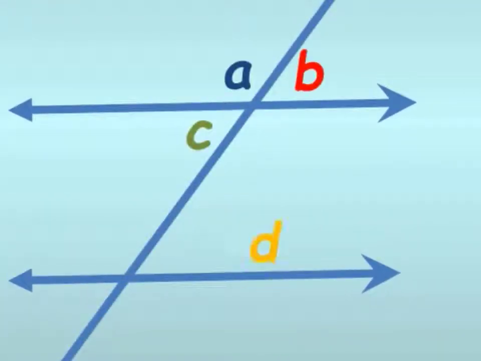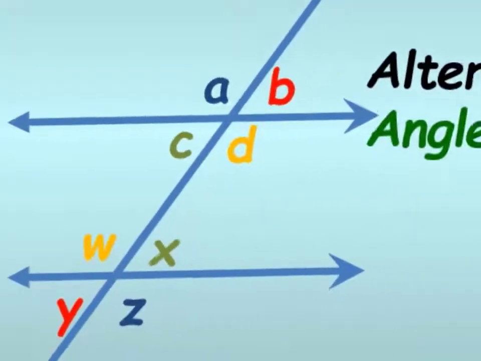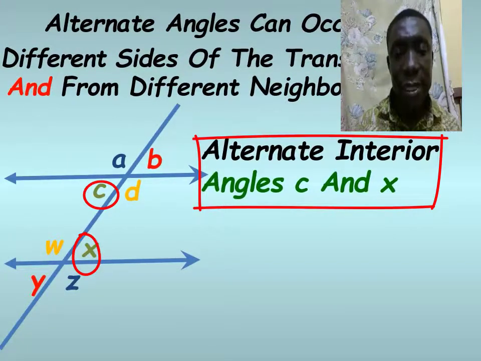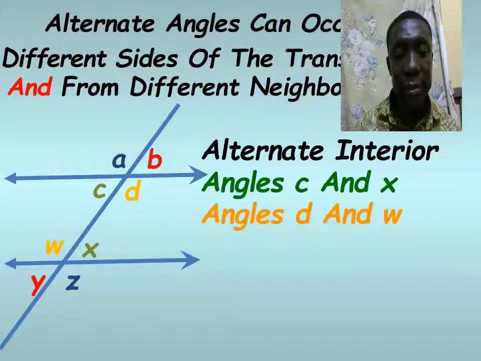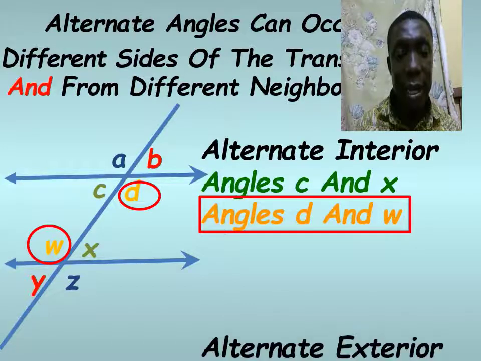Let's look at the illustration of the parallel lines. So let's look at the angles. Angle A, B, C, D, W, X, Y, and Z. We have alternate interior angles, and you can see angle C and angle X are alternate interior angles. Then angles D and W also constitute alternate interior angles.